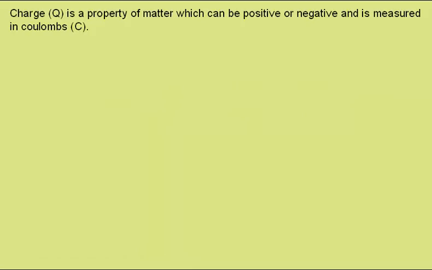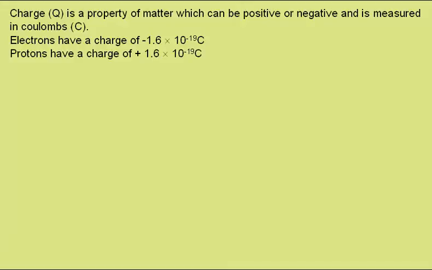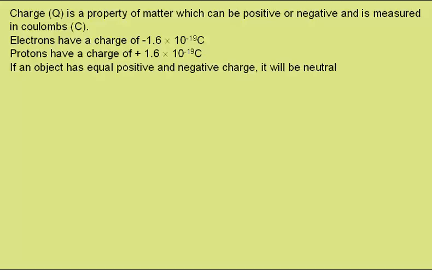Charge, given the symbol capital Q, is a property of matter which can be positive or negative and is measured in coulombs, symbol capital C. Electrons have a charge of minus 1.6 times 10 to the minus 19 coulombs, whereas protons have a charge of plus 1.6 times 10 to the minus 19 coulombs. If an object has equal positive and negative charge, it will be neutral.